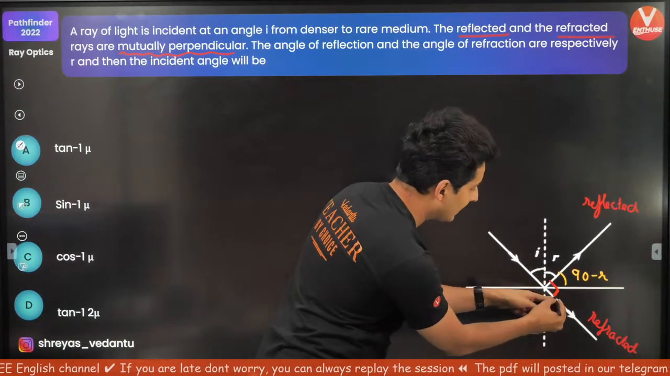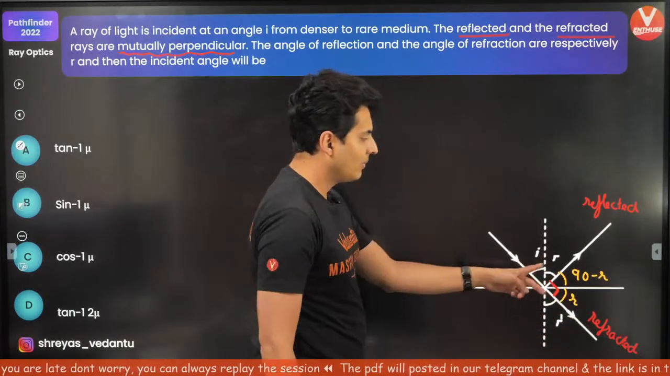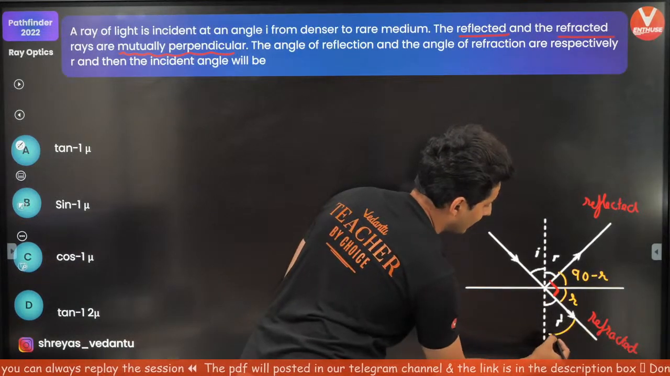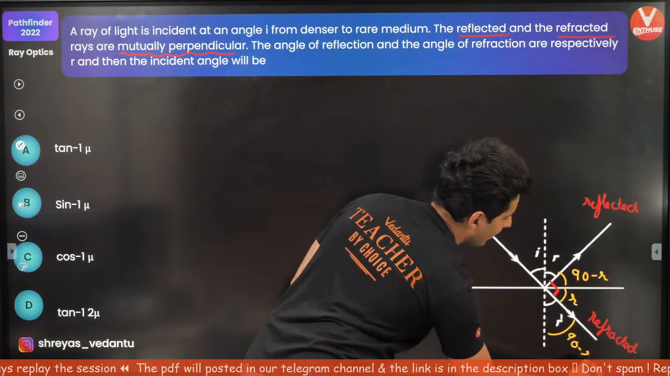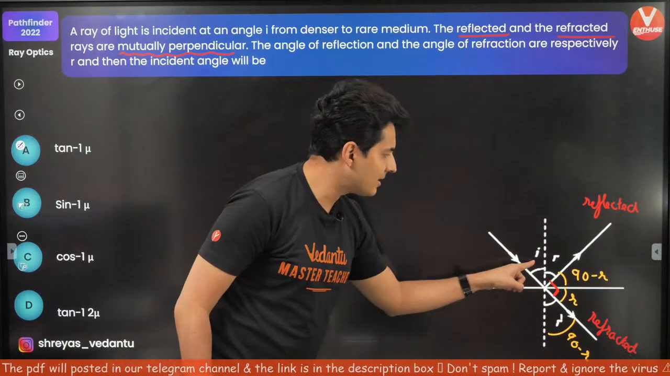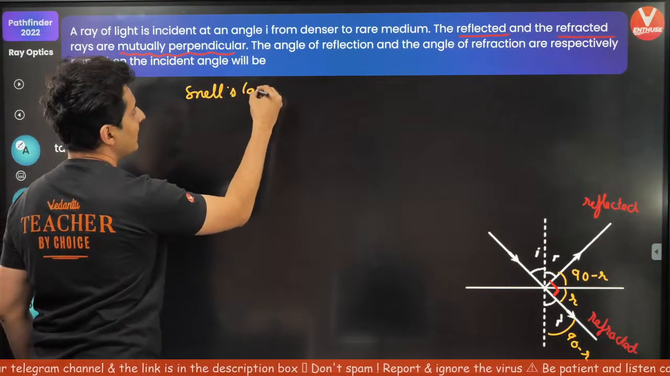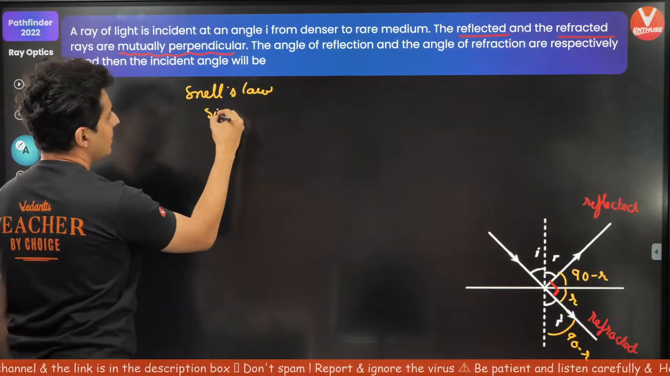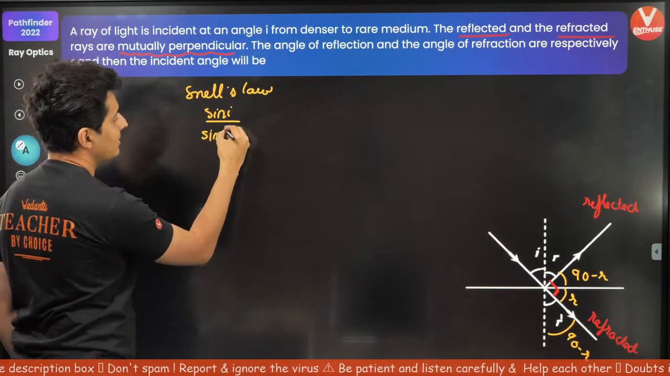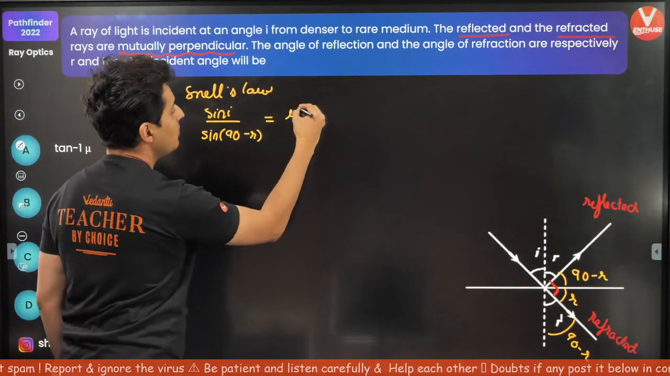Now this angle is 90. So if this angle is 90, obviously this angle will be R because again complementary of that. If this is R, how much will this angle be? This will be 90 minus R. So this is angle of refraction. This is angle of incidence. So by Snell's law, what will you get? Think about it. You will get sine of I divided by sine of whatever that angle of refraction is, sine of 90 minus R, is equal to mu.